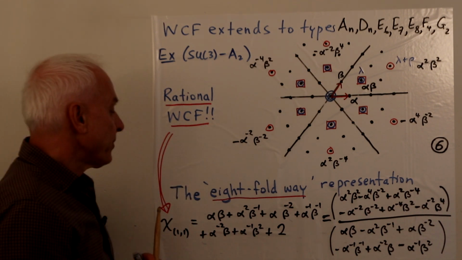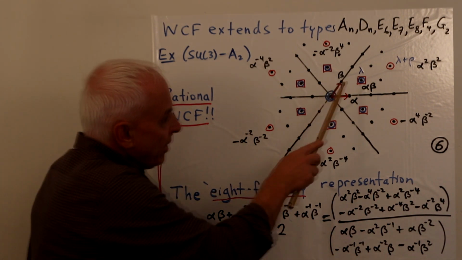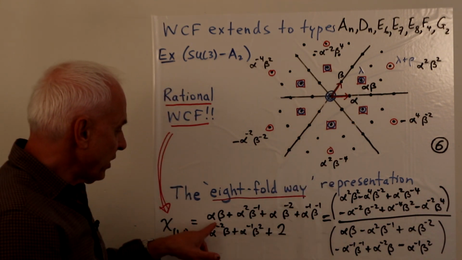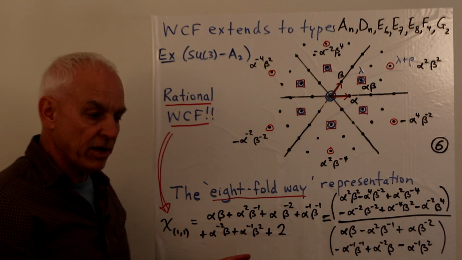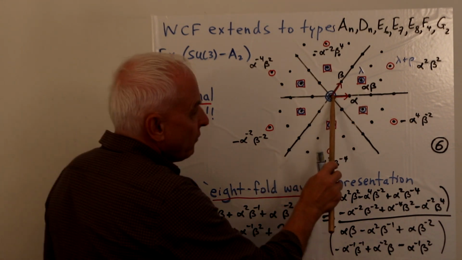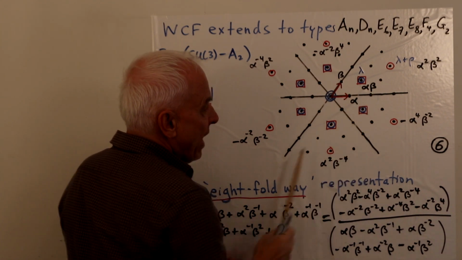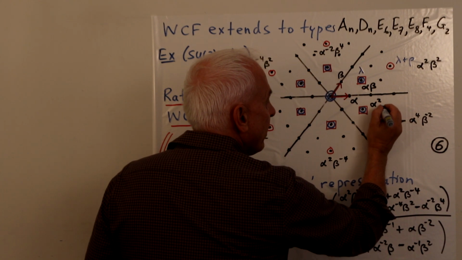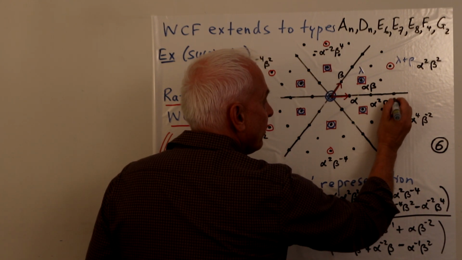Now, these ones here correspond to delta functions corresponding to these integral polynumbers. So this one's alpha, beta. But this one here, you have to go over 2 alphas and then go back a beta. So this one here corresponds to alpha squared over beta, or we could say alpha squared beta to the minus 1.